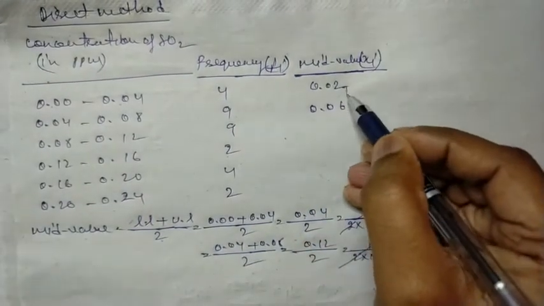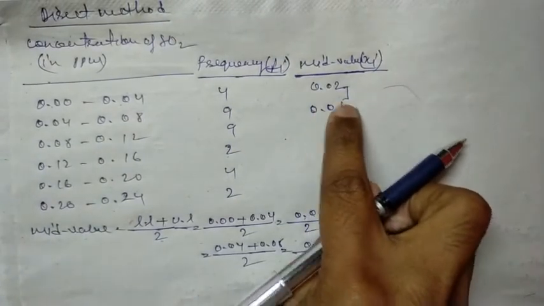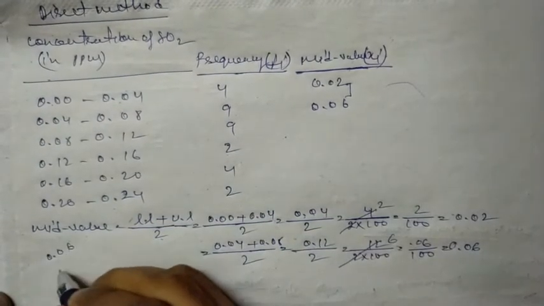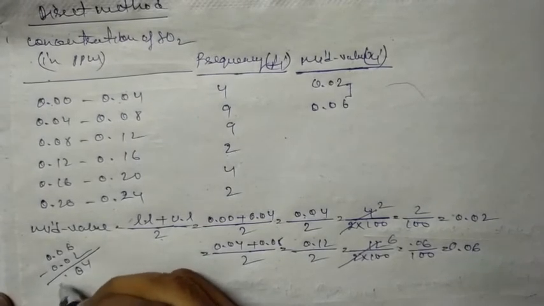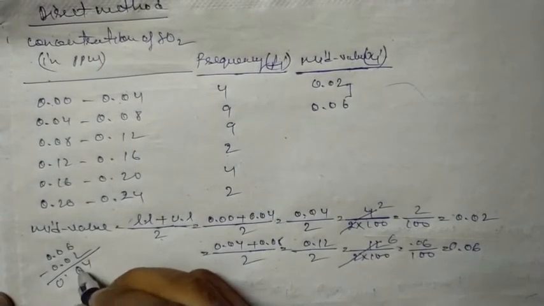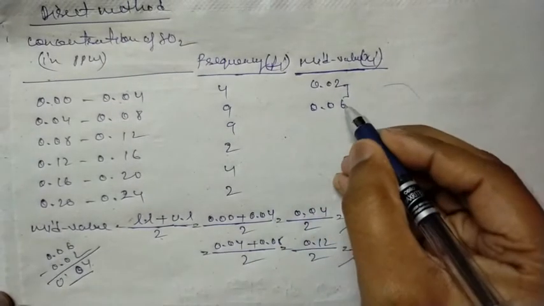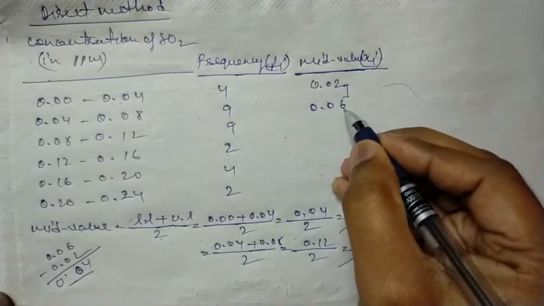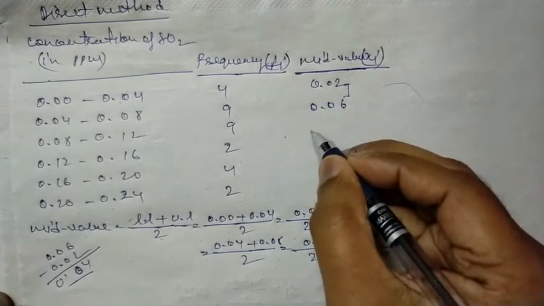And you see what is the gap between 0.06 and 0.02. You see the gap, 0.06 minus 0.02, you'll find the gap is 0.04. This is the gap. So we can add 0.04 in each of the class intervals.